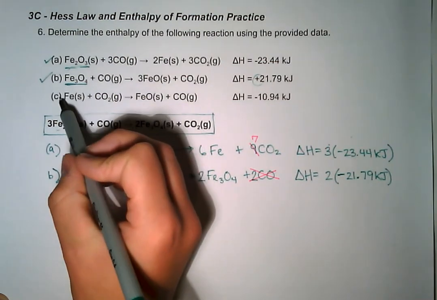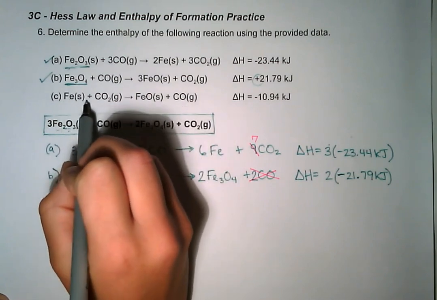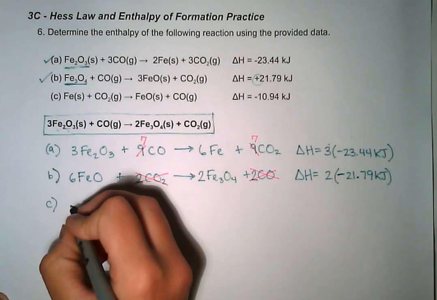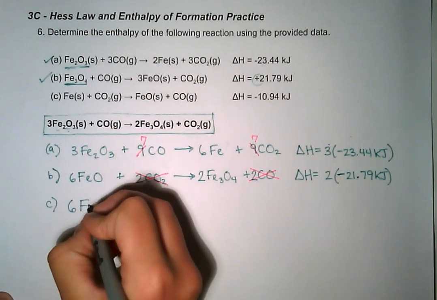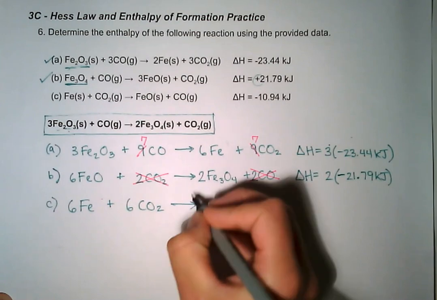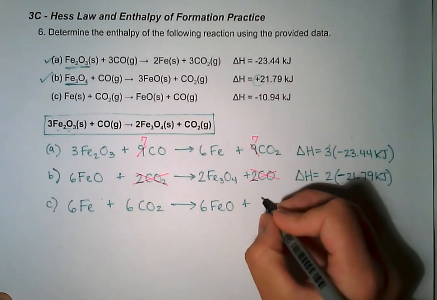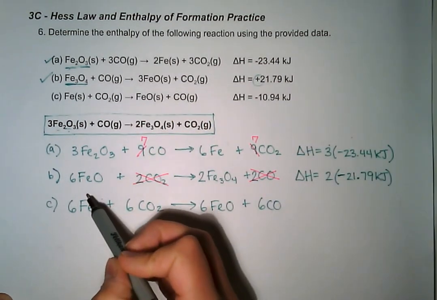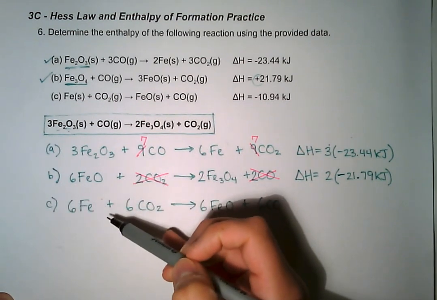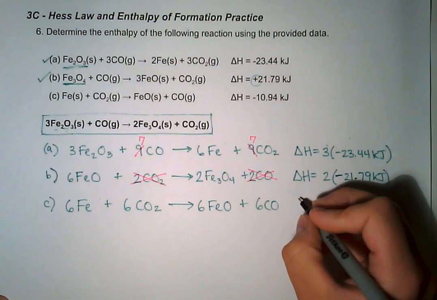So I don't need to switch the sign on this. I don't need to flip the equation around, but I do need to multiply the whole thing by 6 so that I end up with 6 irons on my reactant side to cancel out the 6 irons on my product side. So we're going to do 6 Fe plus 6 CO2. Multiplying all these by 6 gives us 6 FeOs and 6 COs. And if you just focus on one thing that you need to fix, generally speaking, in Hess's law problems, the rest will work out in the end. So we're hoping that will happen here, and if not, we'll go back and make some edits to our strategy.